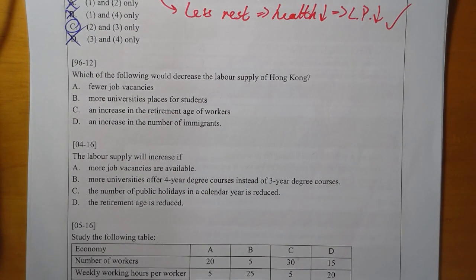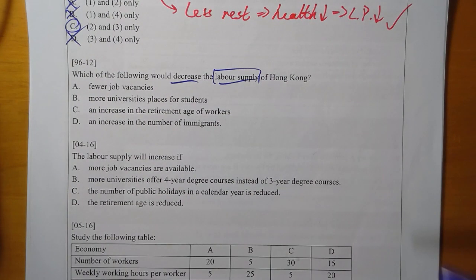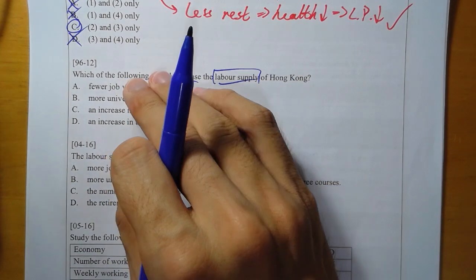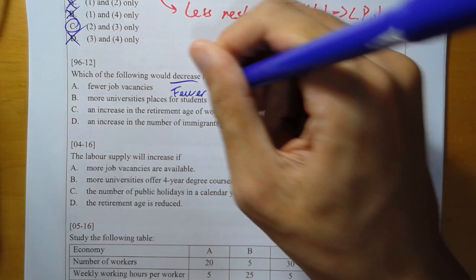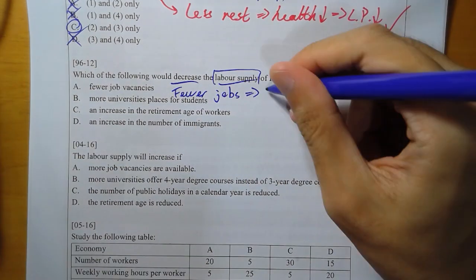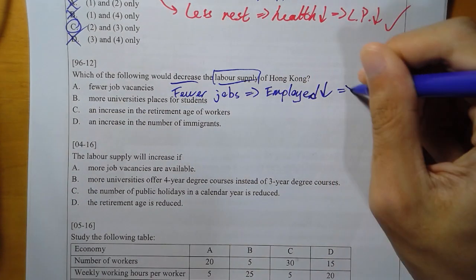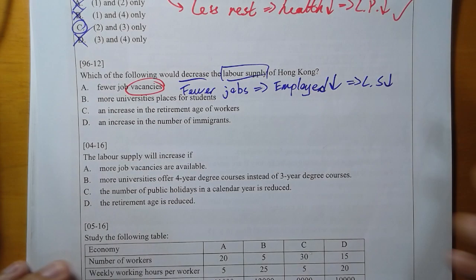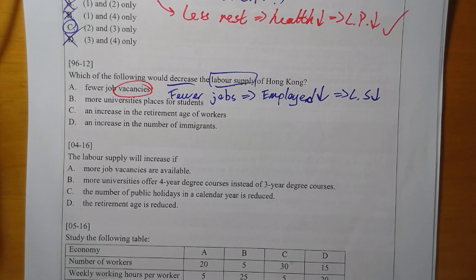Next one. Which one of the following would decrease labor supply? This time we're talking about labor supply. Now, fewer job vacancy. If we say fewer jobs, then of course employed workers would decrease. Then labor supply would decrease. But remember, we are talking about vacancies here. 好啦 vacancy 啦就有乜 we have a problem.